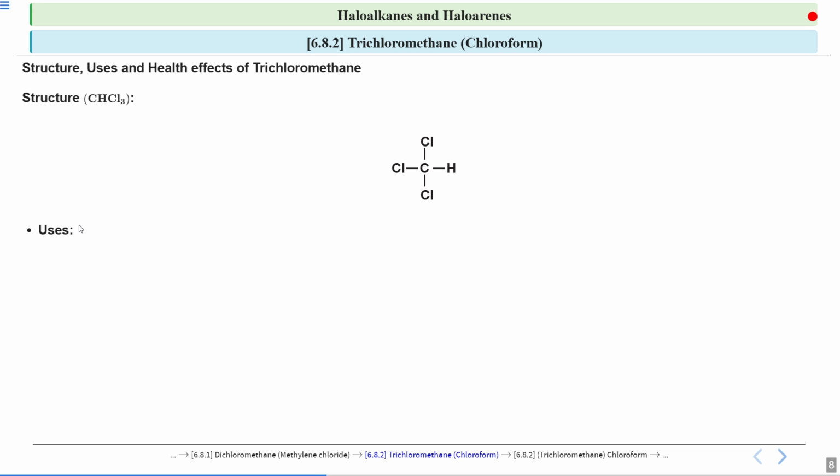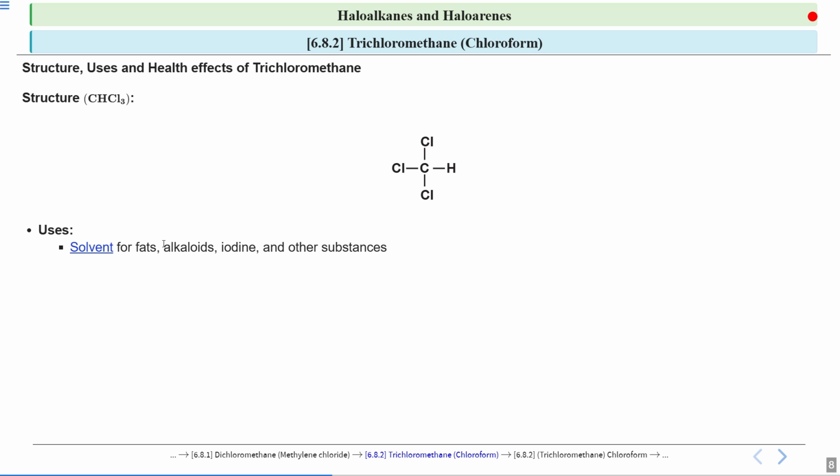Now let's see its uses. You can also call it chloroform. We generally call it chloroform, as the name of this compound is more famous comparatively. Now let's talk about its uses. Chloroform is used as a solvent for fats, alkaloids, iodine, and other substances. So trichloromethane can be used as a solvent for these.